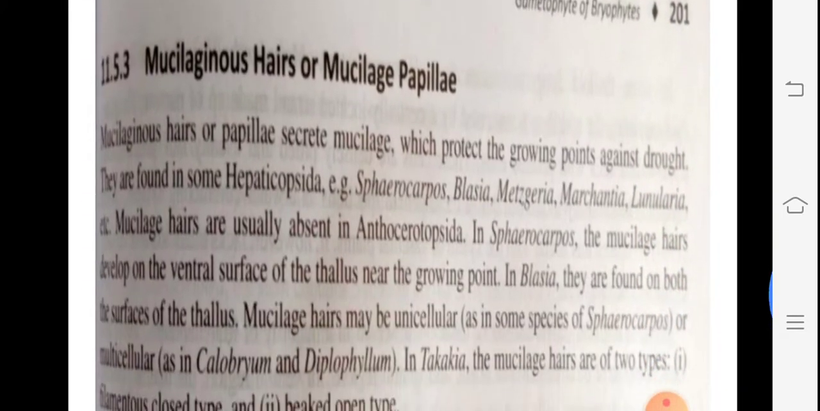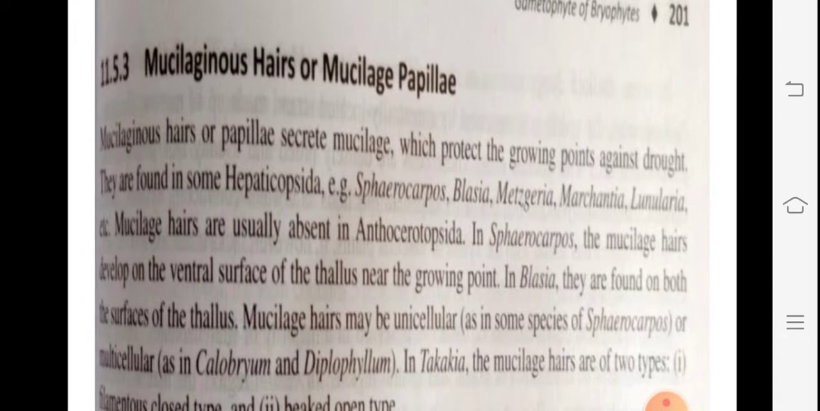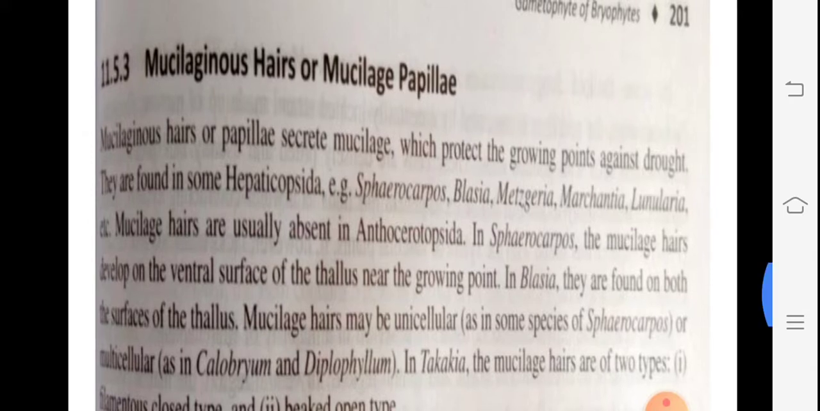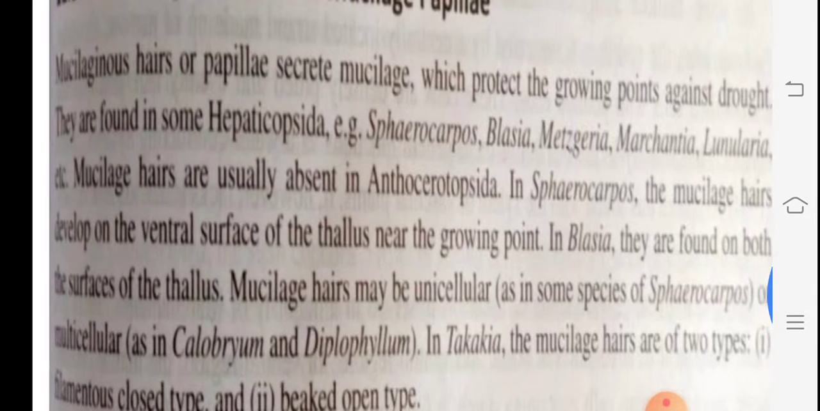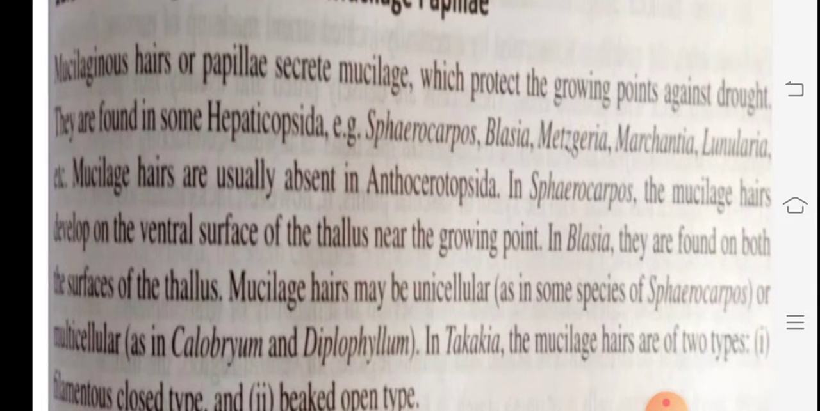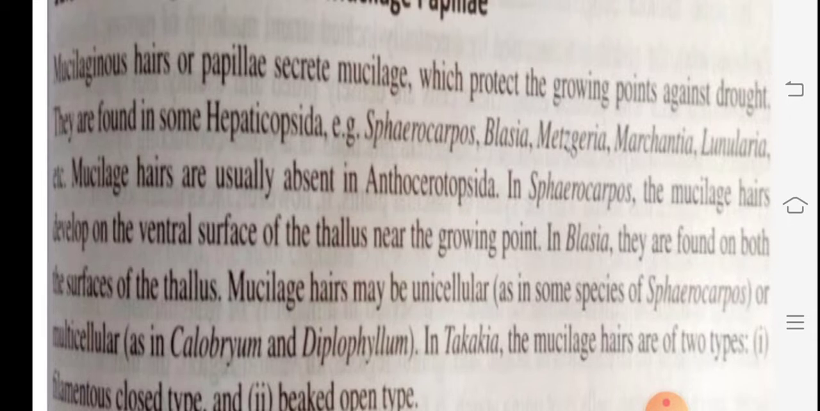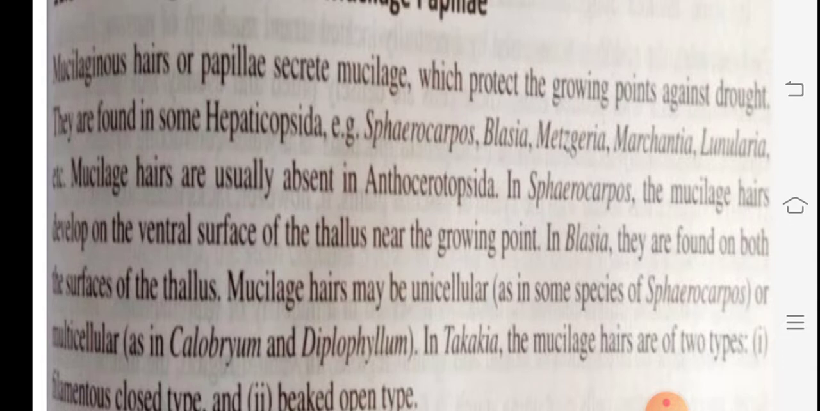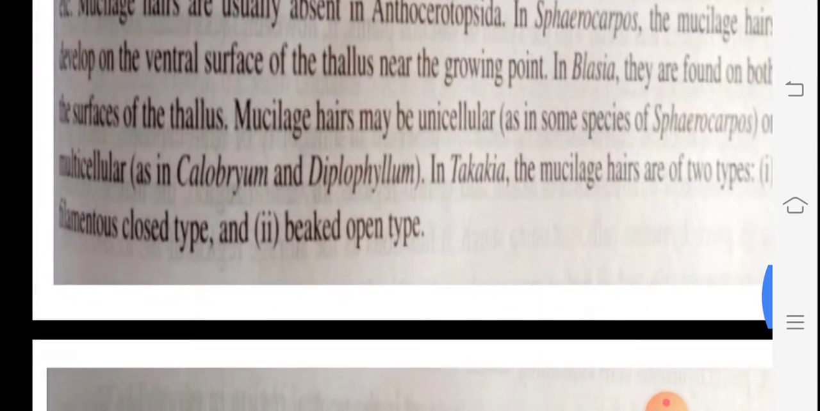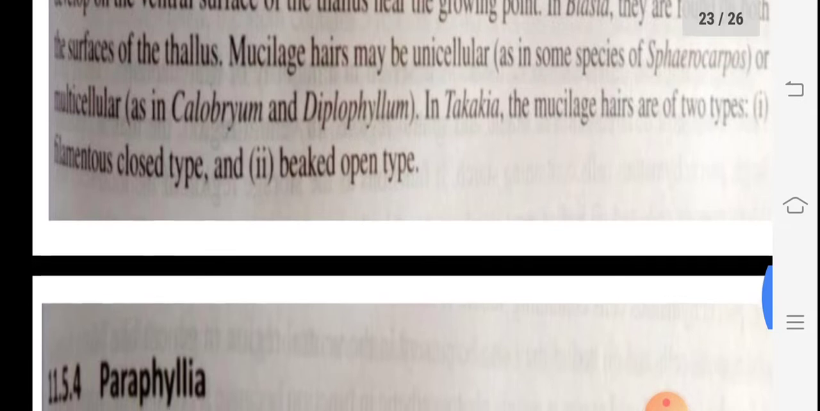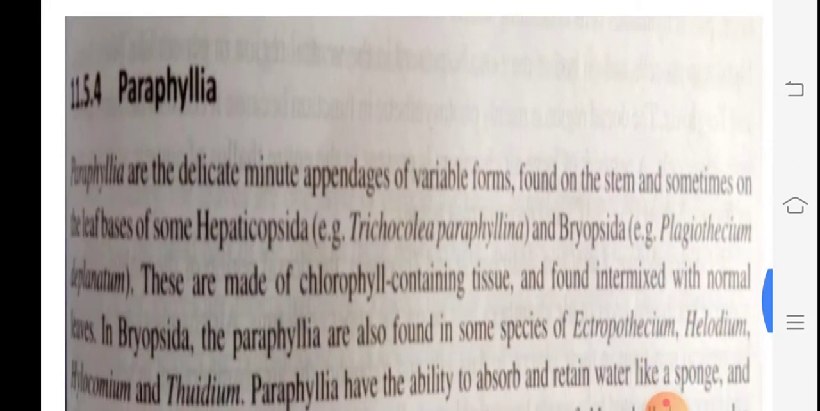In some moss genera and bryophytes, mucilage hairs or mucilage papillae are present. Good examples are Pellia, Blasia, Metzgeria, Marchantia and Lunularia, where mucilage hairs are reported. In Pellia, mucilage hairs develop on the ventral surface of the thallus near the growing apex. In Blasia, they are found on both surfaces of the thallus. Other genera like Calobryum and Diplophyllum also show mucilage hairs.